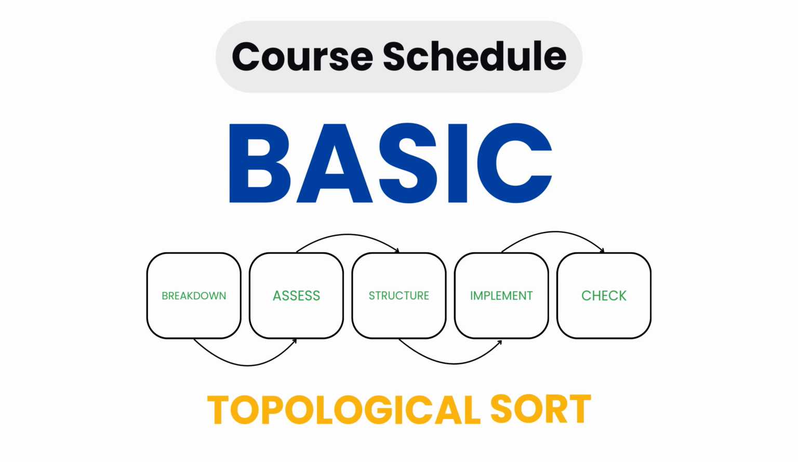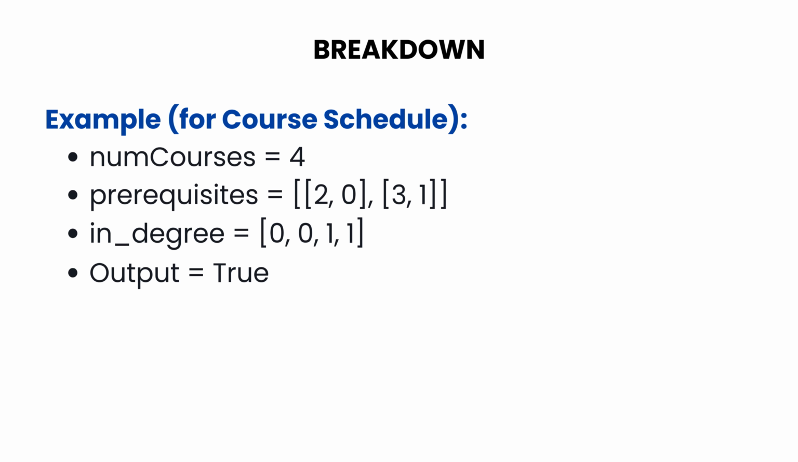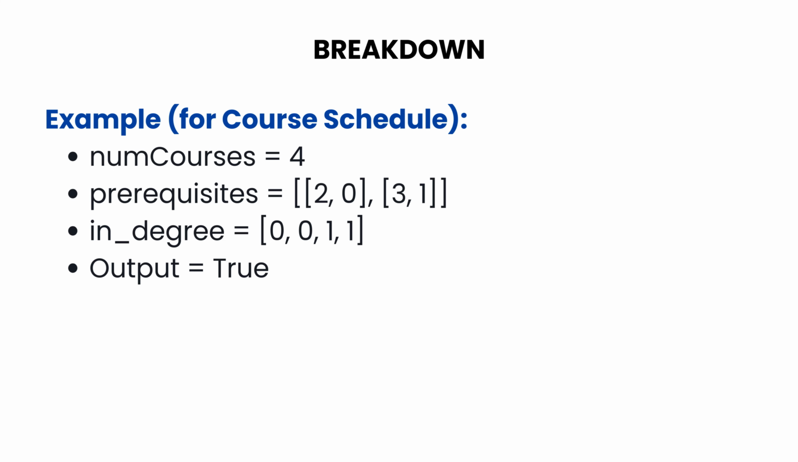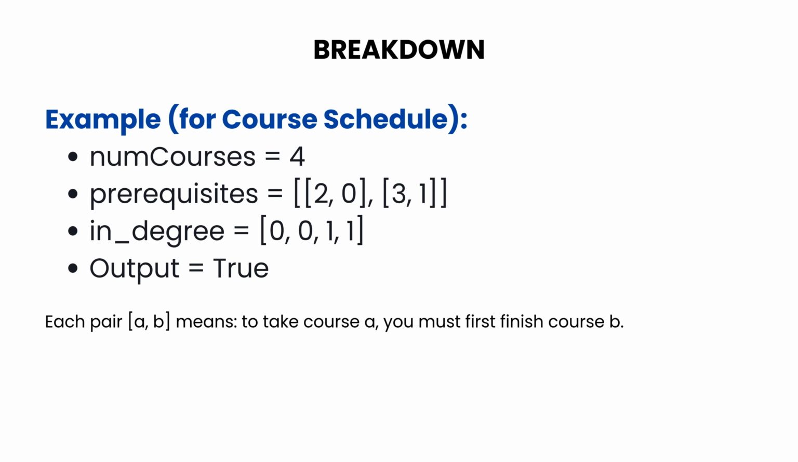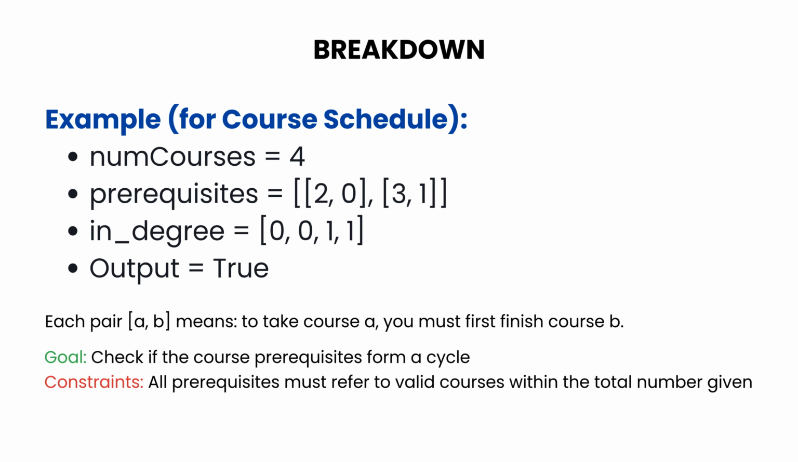Let's break down Course Schedule with the basic method, a stepwise approach that builds deep understanding for any cycle or topological ordering question. Let's break down the problem. You're given numCourses, the number of courses, and a list of prerequisite pairs. Can you finish all courses? Each pair [A, B] means, to take course A, you must first finish course B. The courses form a directed graph. Your task is to check if there's any cycle, which would make it impossible to finish all courses.